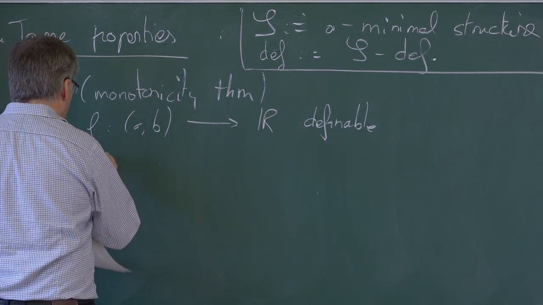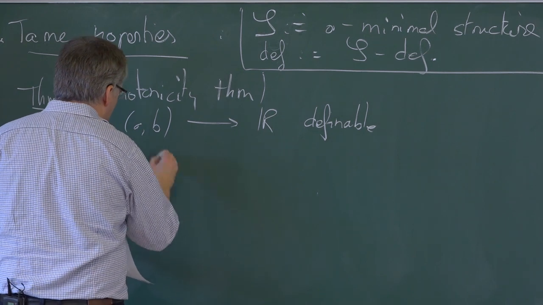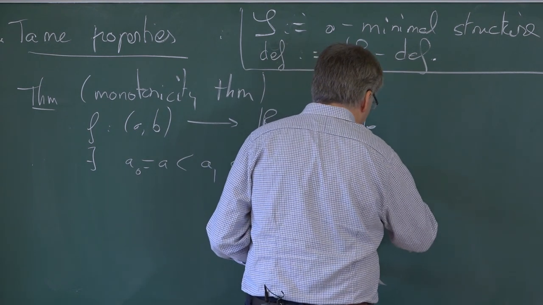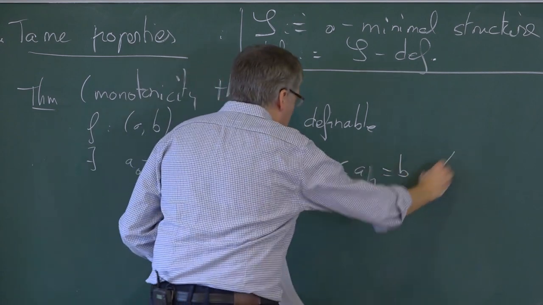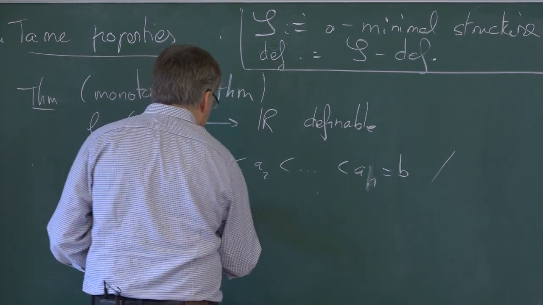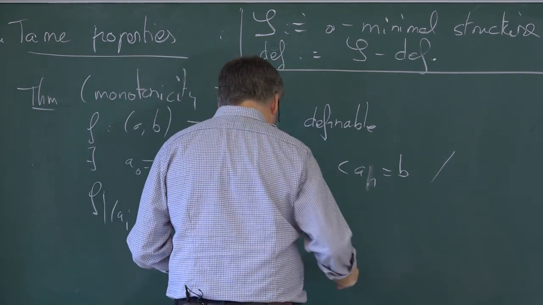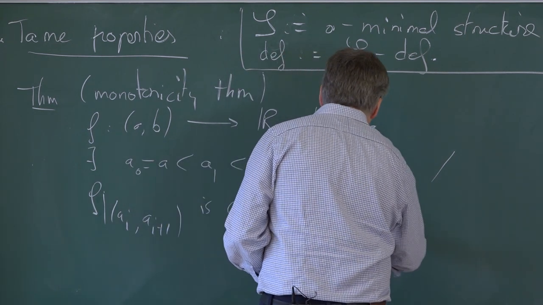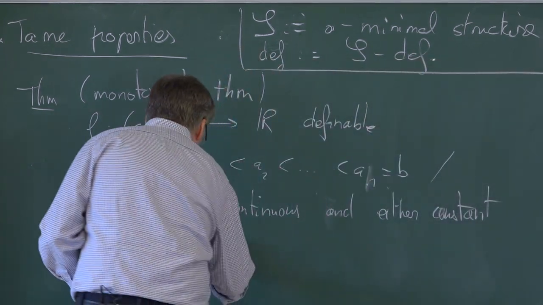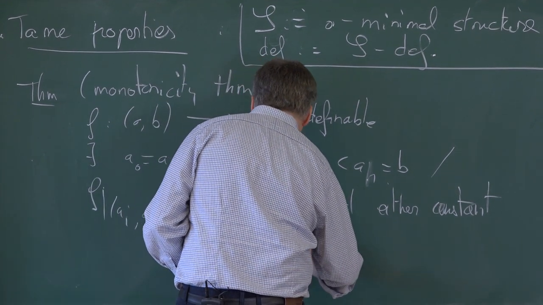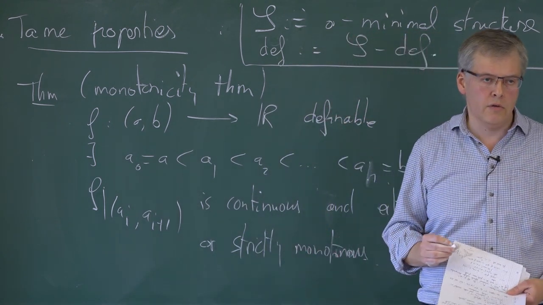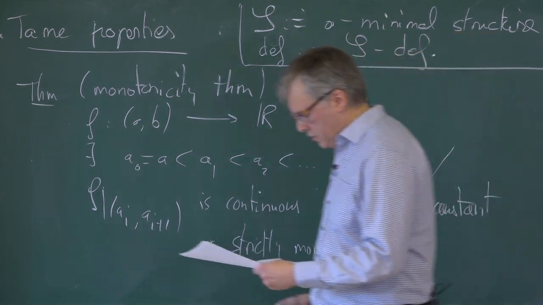And then the claim is that you can conclude that there exists a finite partition of this interval (a,b) such that f in restriction to the open interval (a_i, a_{i+1}) is continuous and either constant or strictly monotonous. So now you feel a bit better. Those functions are really very tame. You have this very nice property.